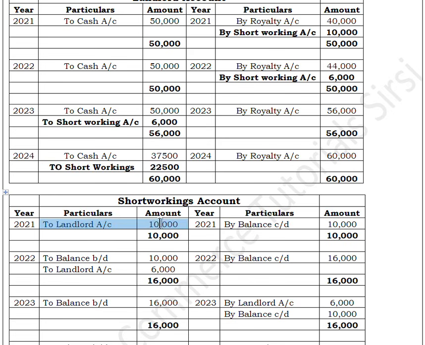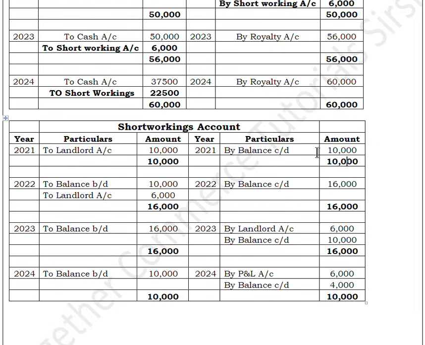See, to landlord 10,000, the same amount will be coming here, that is by balance carried down 10,000. Then in the next step, this by balance carried down becomes to balance brought down, that is 10,000. So if you add both, 10 plus 6, 16,000, this same amount will be coming here as by balance carried down 16,000. Now for the next year, this balance carried down becomes to balance brought down.